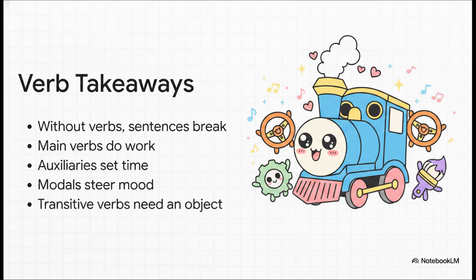Okay, let's bring all of this together. What should you actually take away from this explainer? Well, primarily that without verbs, sentences literally fall apart. Main verbs do the heavy lifting, while auxiliary helpers set the time and tense. Modals, they steer the mood of your message. And transitive verbs absolutely must pass their action directly onto a receiving object.